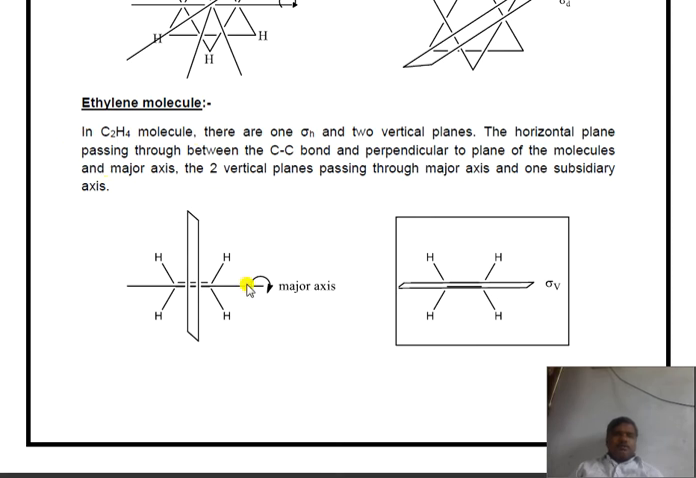Ethylene molecule. In the ethylene molecule, the principal axis is C2, like this, which is perpendicular to the plane of symmetry, like this. In this, there is a horizontal plane of symmetry and also a vertical plane of symmetry.